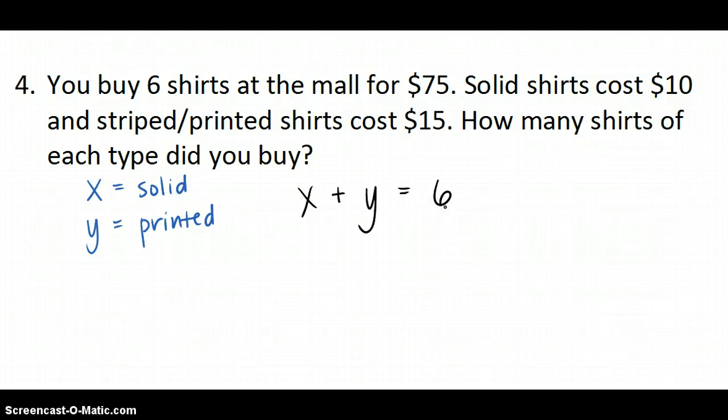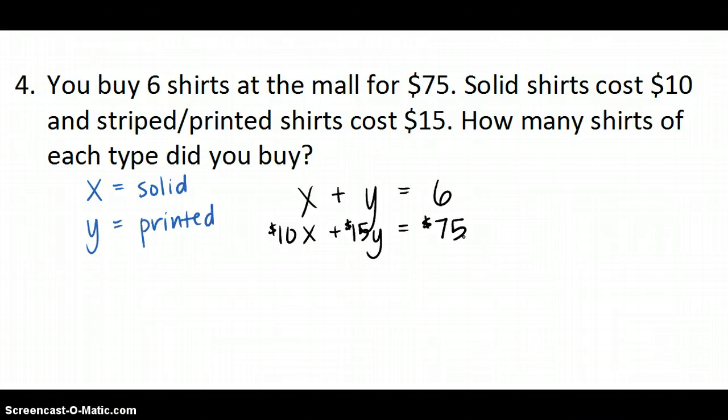The second equation always has to deal with all of the prices. So we know our solid shirts are $10, so we're going to say 10x. That's going to give us how much money we spent depending on how many solid shirts we bought. Plus, we bought printed shirts. Those cost $15 each, so $15 times y, since it's 15 per shirt. And that equals our total, which is $75.